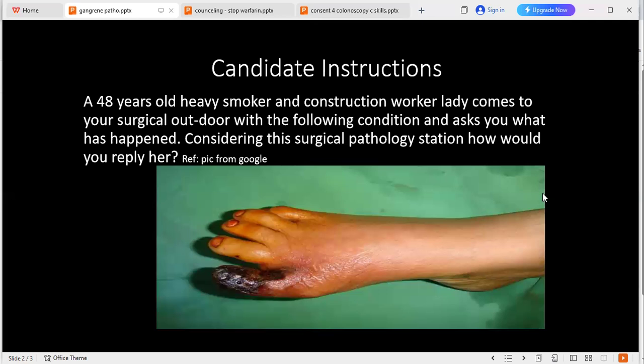Buerger's disease is a vascular disease, a peripheral vascular disease, which is caused by heavy smoking and atherosclerosis of the medium to small arteries, causing necrosis or gangrene of the foot or toes. Okay, can you please define the term necrosis?